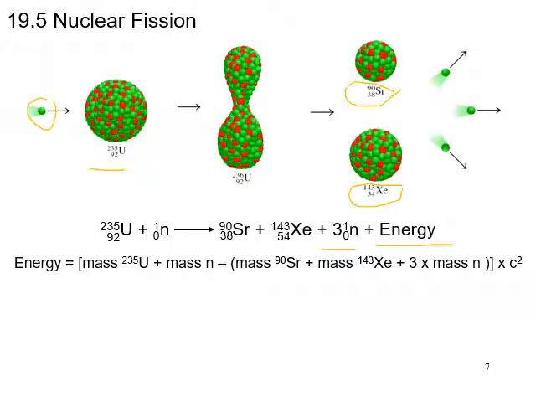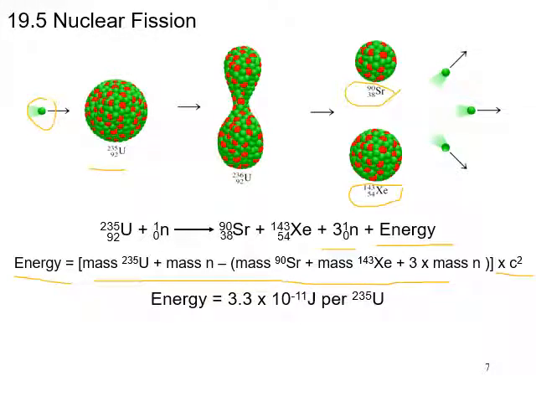So for our energy, if we were actually going to calculate the amount of energy that's created from this process, we would use E equals the mass defect times c squared. And if you actually do that, for uranium-235, you get 3.3 times 10 to the negative 11 joules, but that's only one atom.